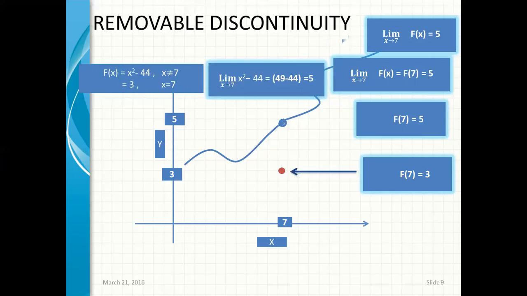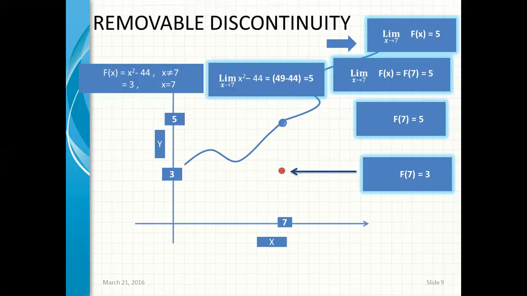But now what is f(7)? f(7) is nothing but 3, which is given in this equation. So f(7) is 3. Now since these two are not equal, that is, limit x tends to 7 of f(x) is not equal to f(7), this function is discontinuous.